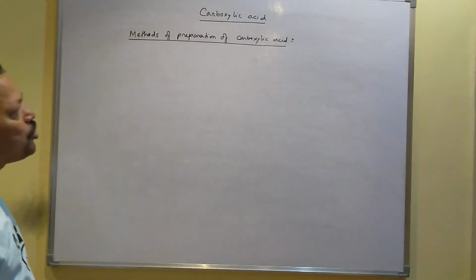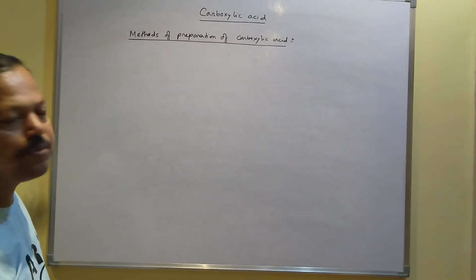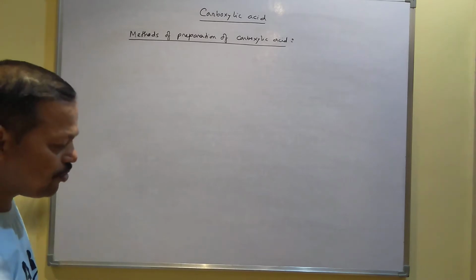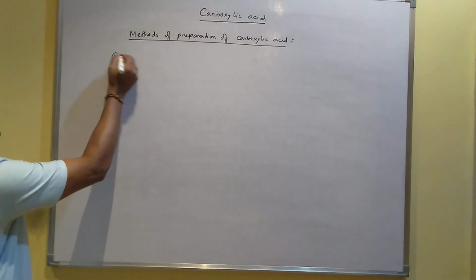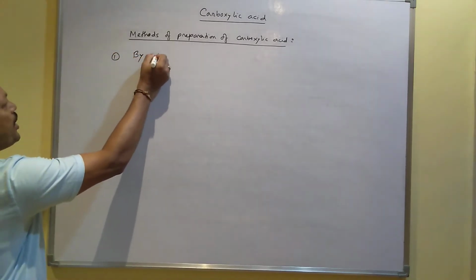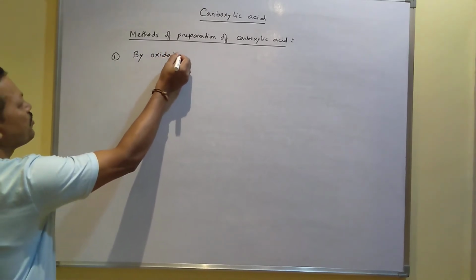Okay, now methods of preparation of carboxylic acid. How to prepare carboxylic acid in the laboratory? So first method, number one, already you have got this reaction by oxidation of alcohols.